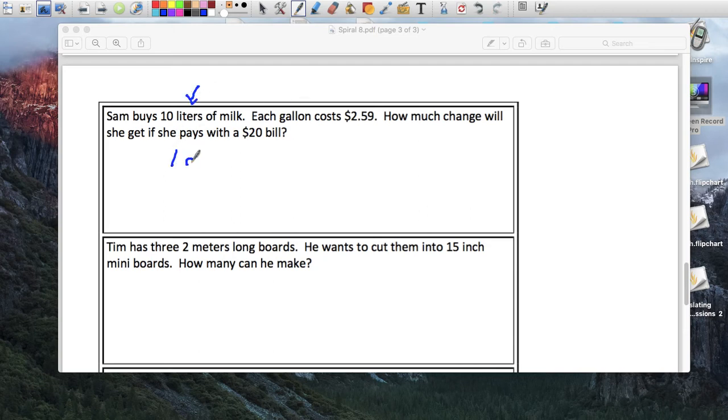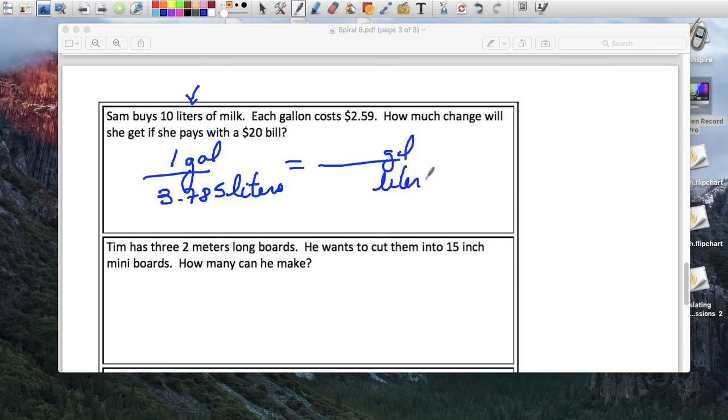So our relationship is that 1 gallon is going to be 3.785 liters. So I know to put gallons on top, liters at the bottom, and let's set up a proportion. So 1 gallon, that's what I want to find out, 3.785 liters. So I'm going to put 10 over here. Am I doing this right? 1 gallon is 3.785.